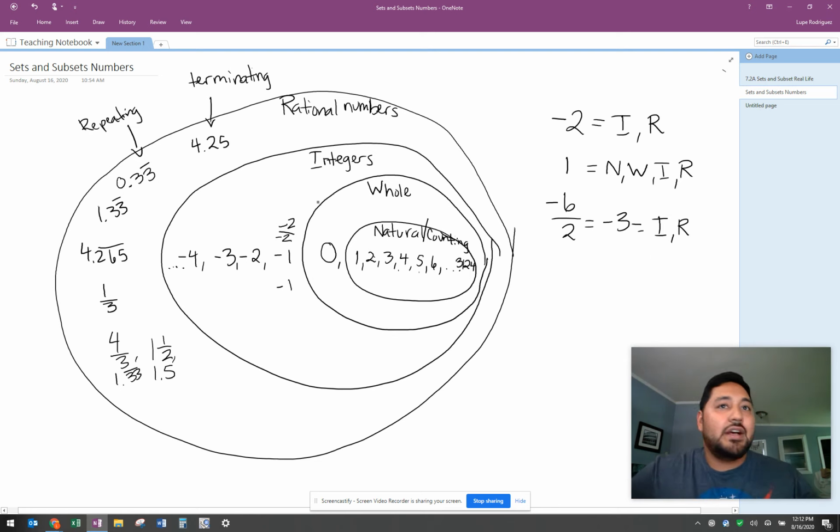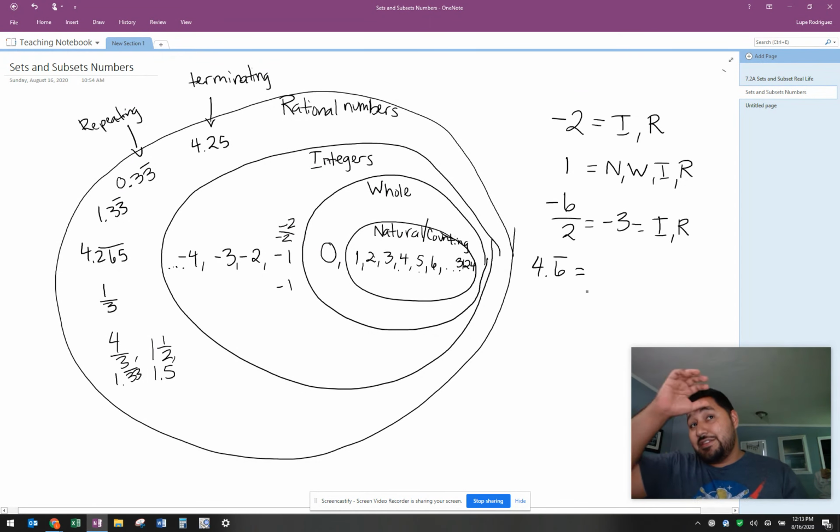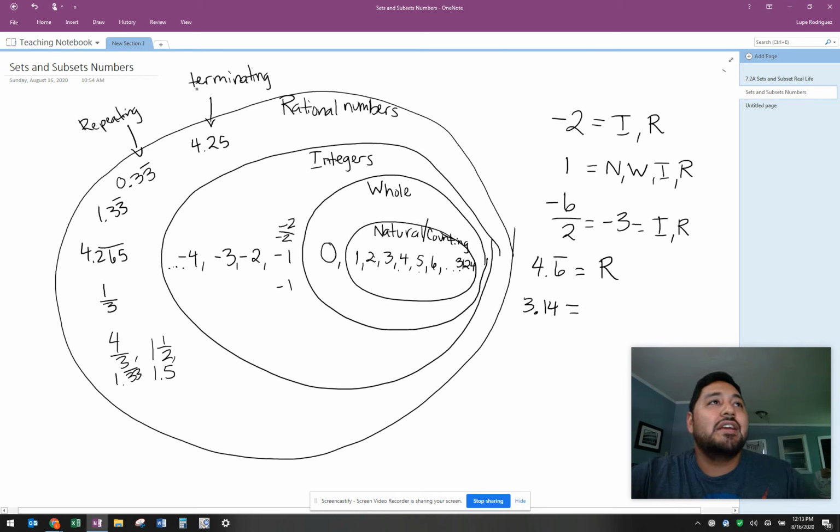Okay. Let's do an easy one. 4.6 repeating. This has a decimal in it, and a decimal just makes it a rational number. Maybe say 3.14. This one is not repeating. It is actually a terminating decimal. And terminating decimals just go in rational numbers. All decimals go in rational numbers.